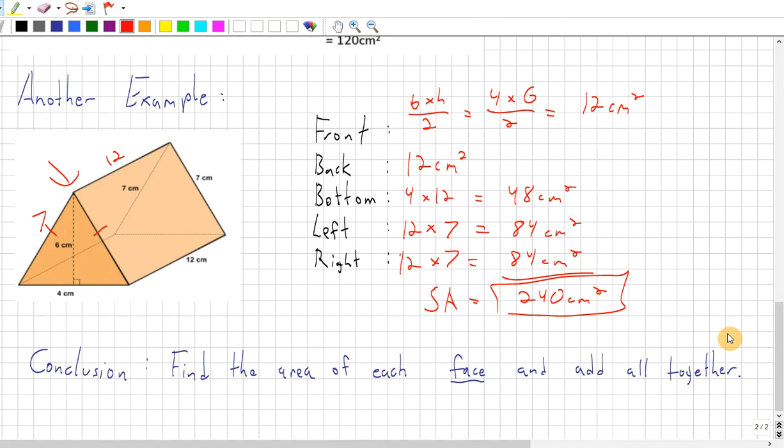Okay, so in conclusion, the easiest way to do these, again, we don't really need a formula for these. There's no formula. It's just surface area. Surface area of a three-dimensional object is finding the area of every single face of that object and adding it together.